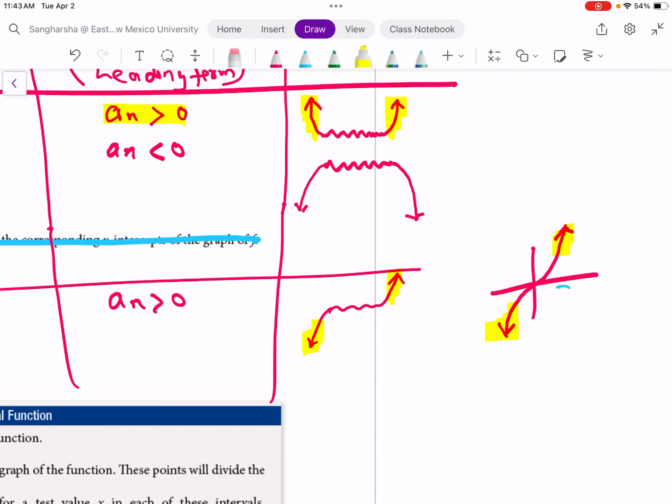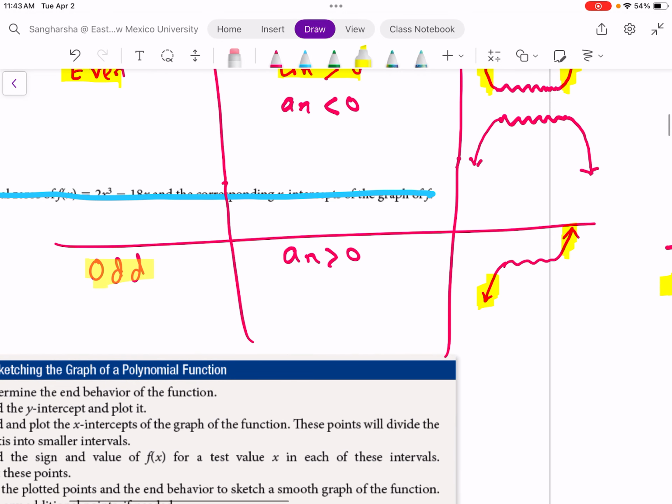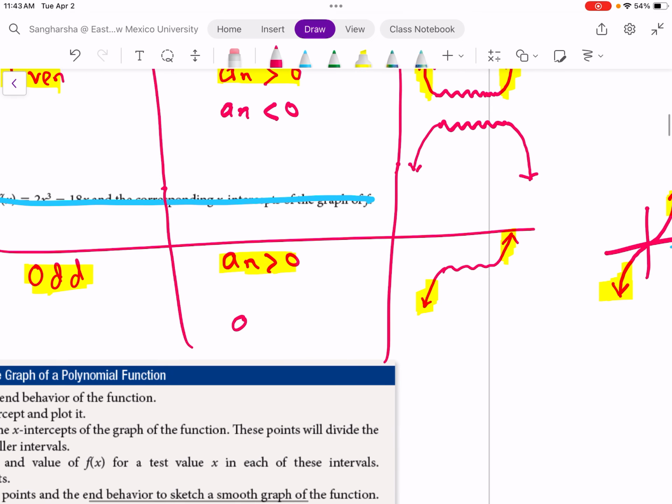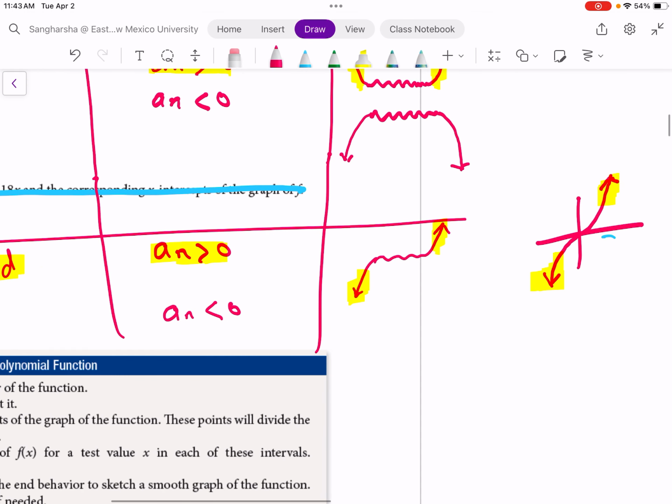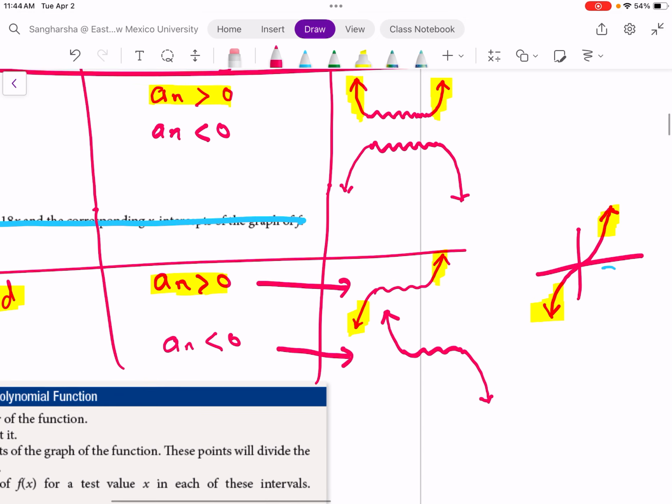That's when the degree is odd and the coefficient of the leading term is greater than 0. What would be the case if the coefficient of the leading term is less than 0? Yes, there occurs a reflection across the x-axis, and the graph goes the other way. So you have this on the left, we don't know what happens in the middle, and this is the part on the right. This is the case when the coefficient of the leading term is less than 0.